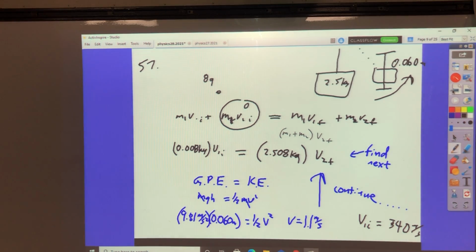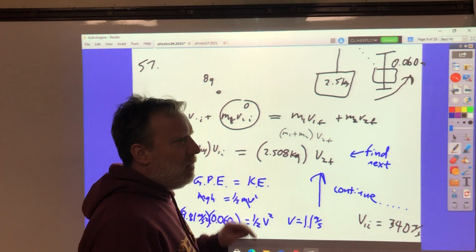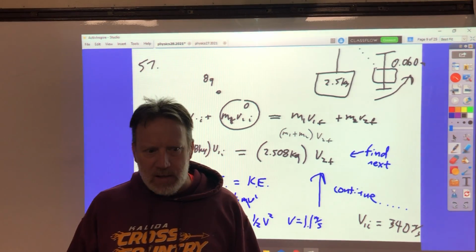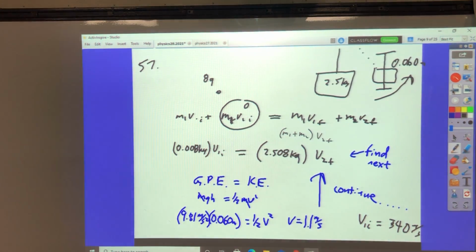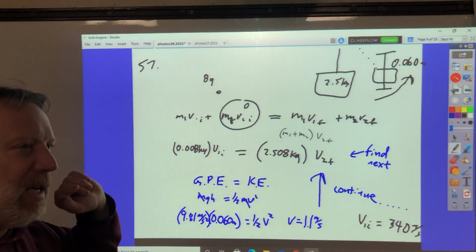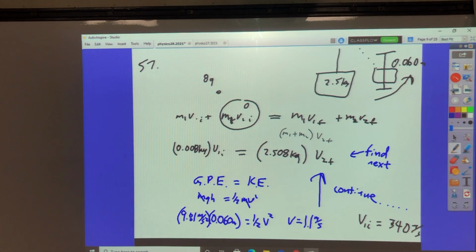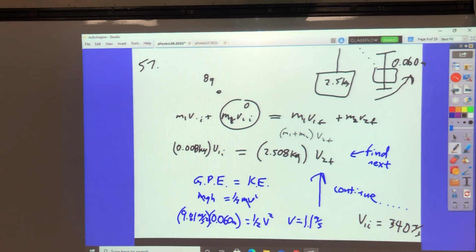So we need to get a ballistic pendulum to do this lab so you can see it, but that won't happen for you guys. But do the problem, you get the gist of it, you have some experience with it. Next problem I want to do is 59.